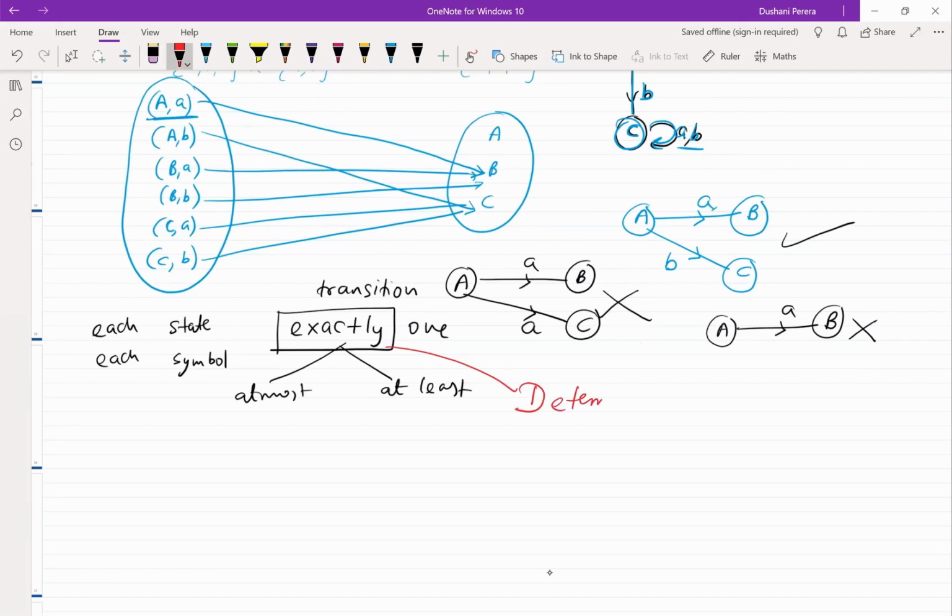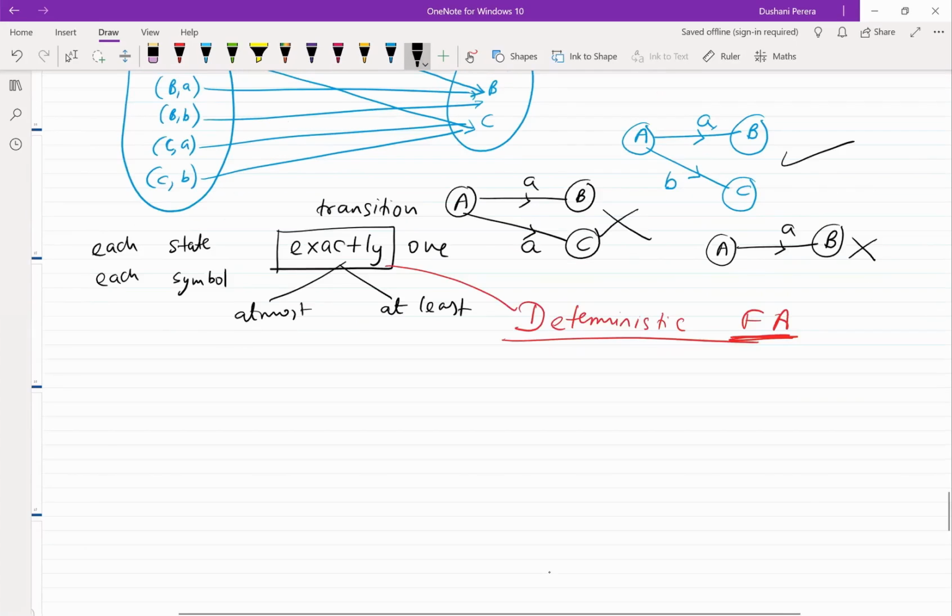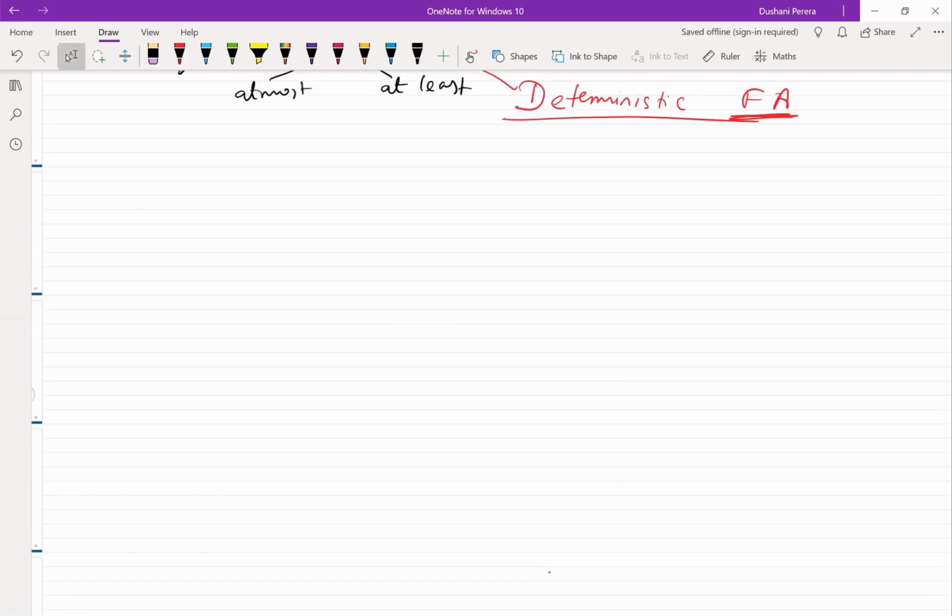That is the deterministic part. F, as we know, is a finite representation. This is how D comes in front of that thing. Okay, right. So that is how delta works, and this is the introduction to DFAs. Okay, right. Now let's see an example.